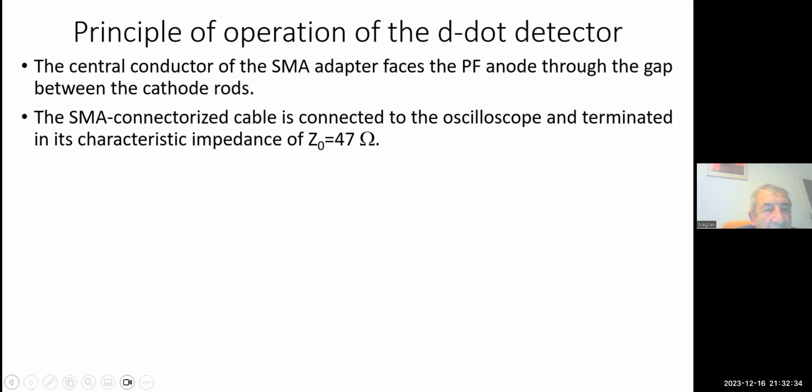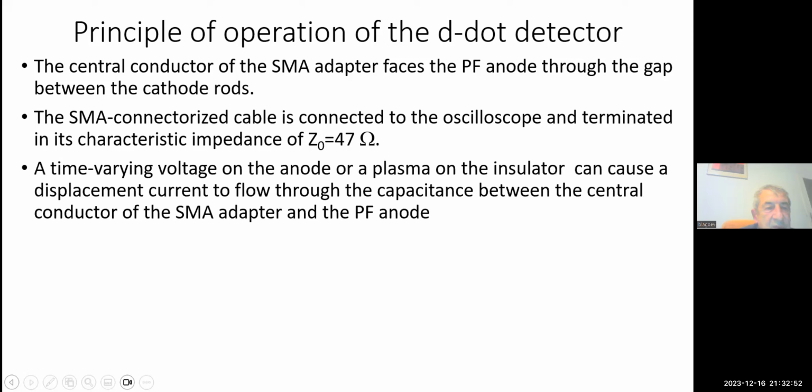The SMA connectorized cable is connected to the oscilloscope through a cable with a characteristic impedance of about 50 ohms. The time-varying voltage on the anode or a plasma in the insulator is proportional to the displacement current flowing through the capacitance between the conductor of the SMA adapter and the PF anode.